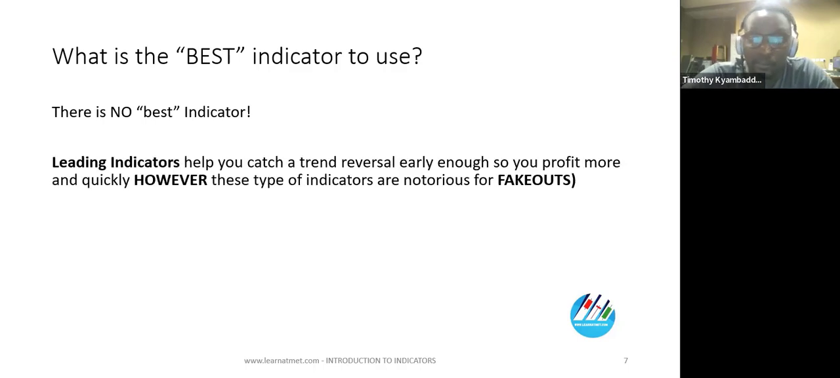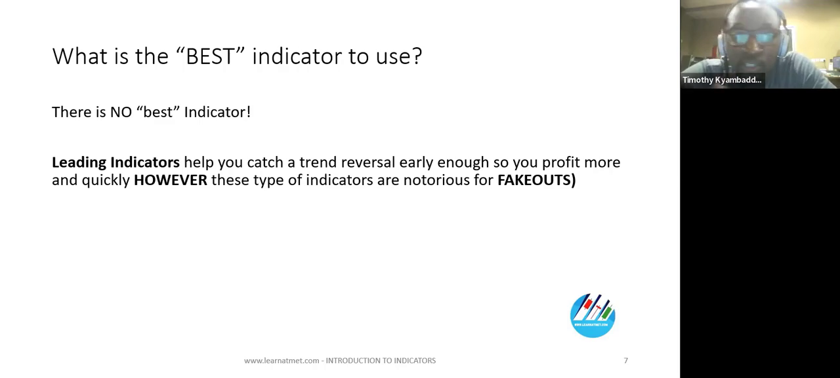Okay? And why is that? If you're using leading indicators, they will help you to catch trend reversals early. So usually, if you get in early with a leading indicator, you will lock in profits easily and quickly, and you ride the trend for longer. So many of us like leading indicators for that reason. However, these same leading indicators have so many fake outs or false breakouts. Remember, with the leading indicators, you're trying to catch a trend reversal. So sometimes you think the trend has actually started reversing, yet it is actually in continuation. So those are what we call the fake outs. So that is the disadvantage of the leading indicators.